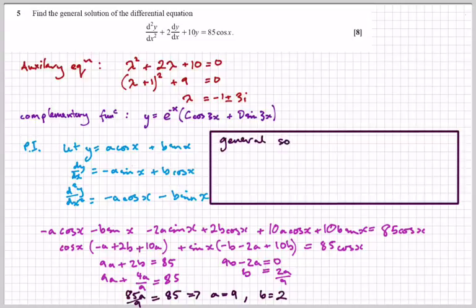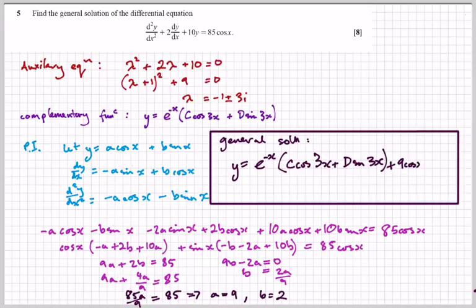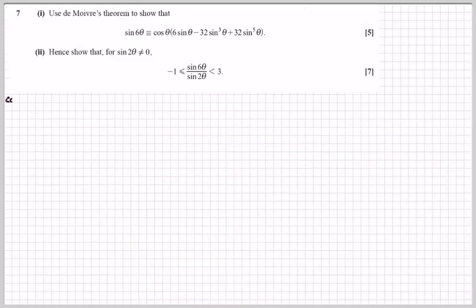This means the general solution, which is the sum of the complementary function and the particular integral, is just y equals e to the minus x (c cos 3x plus d sine 3x) plus 9 cos x plus 2 sine x.